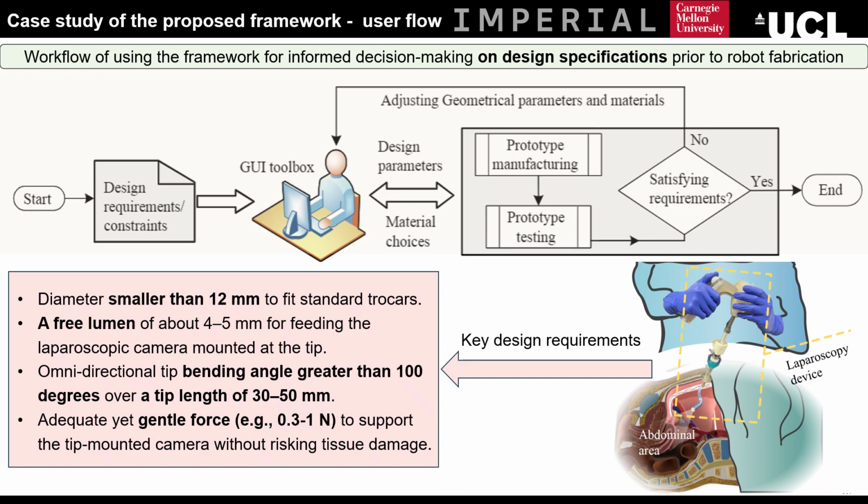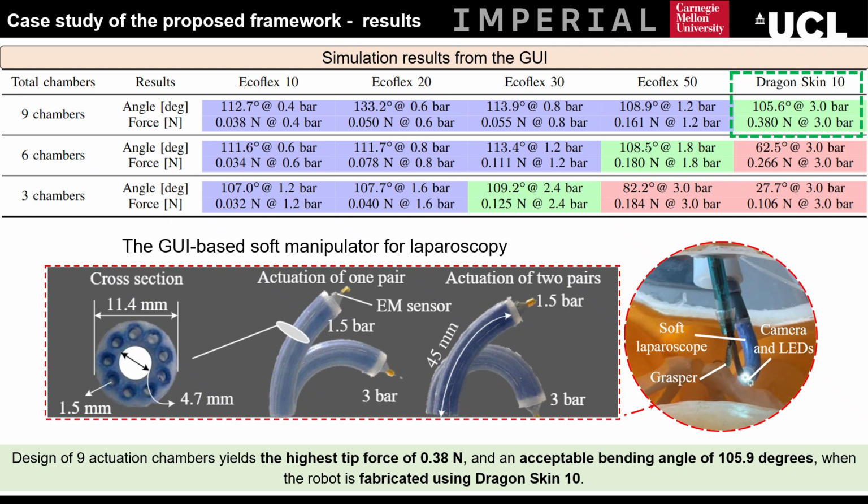Using the GUI, we can search over design options instantly instead of fabricating many prototypes. The workflow is shown in this slide. In the simulation, 3, 6, and 9 chambers are explored. Meanwhile, different silicone materials are tested. Results demonstrate that softer materials generally cannot achieve sufficient tip forces. For instance, when the robot is fabricated using EcoFlex 50, the maximum tip force is 0.16 when the actuation pressure is 1.2 bar.